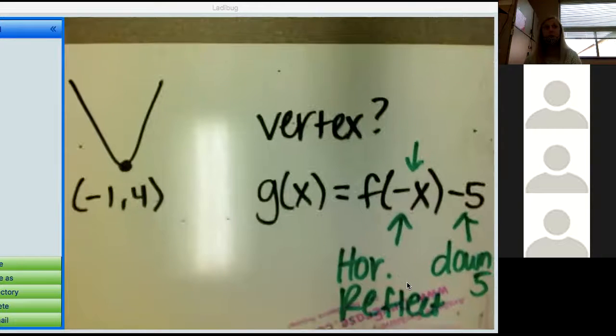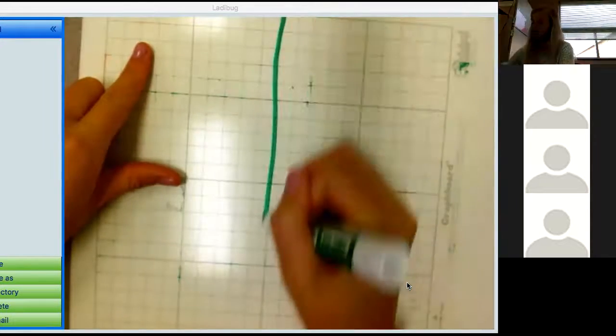Can I flip this over, y'all? Okay. Oh boy, knocked over my computer.